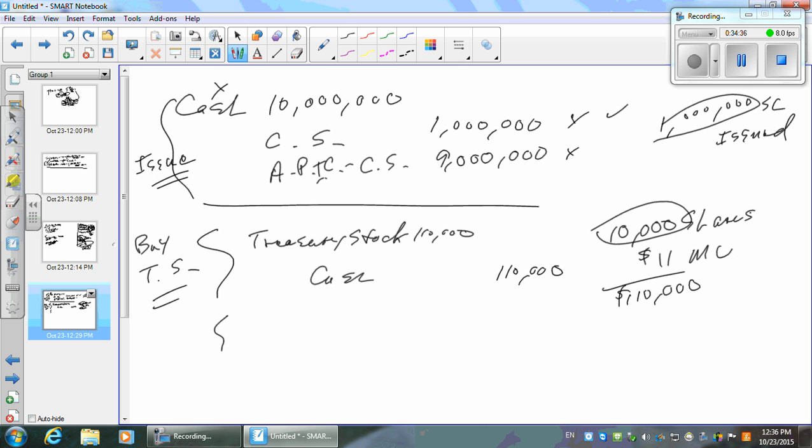They only show you one of these in the chapter. I want to show you two different ones. A little more sophistication, I guess. Let's say we sell some of our treasury stock. The reason we bought it was to get rid of a shareholder, right? And now we sell it out in the market again. So here we bought 10,000 shares. Let's say we sell 4,000 of them.